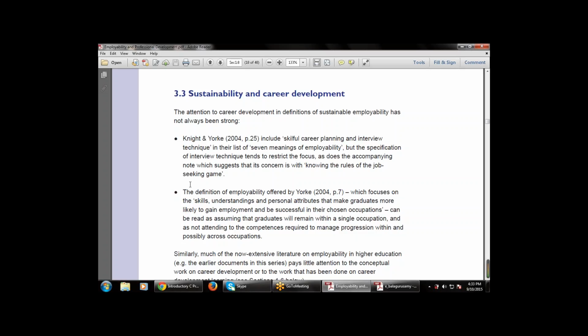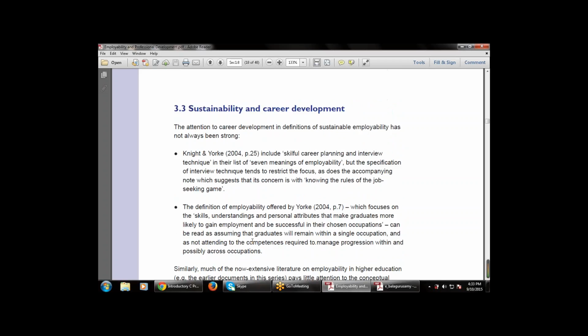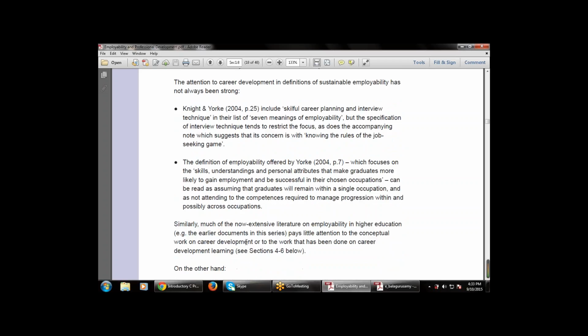Similarly, much of the now extensive literature on employability in higher education, for example the early documents in the series, pays little attention to the conceptual work on career development or to the work that has been done on career development learning. These are the few definitions of career development provided by various authors.